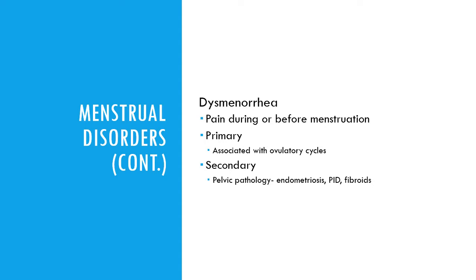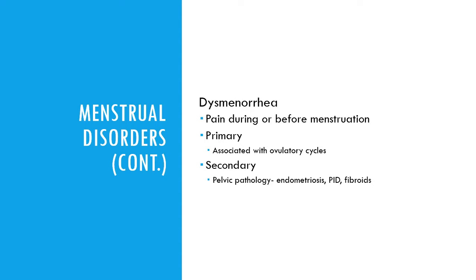Management is going to include heat to dilate and relax the muscles, aerobic exercises to decrease pain. We want them to decrease their sugar intake and salt intake 7 to 10 days before their menstrual cycle to reduce fluid retention. And we can also administer NSAIDs or possibly some oral contraceptives if the pain is that bad.